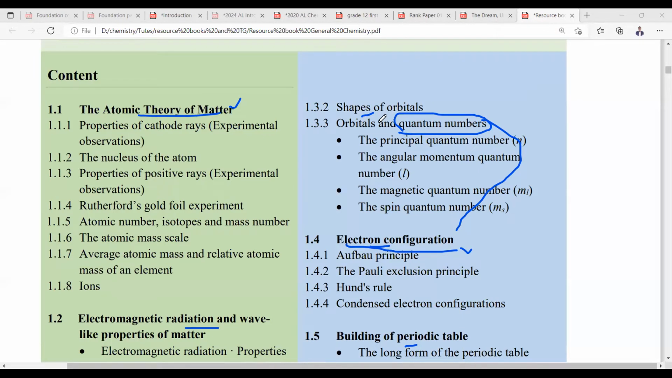Previously I had added the resource book to your WhatsApp group. Again I'll share it. Okay. Now I think I have shared it again.